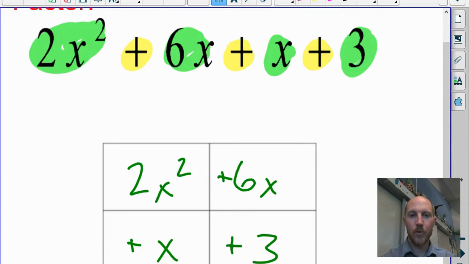So we always want to make sure that the term that has the highest exponent is in the upper left corner, and the term which has the lowest exponent, or in this case, it doesn't even have a variable or exponent at all, the +3, needs to go in the bottom right.